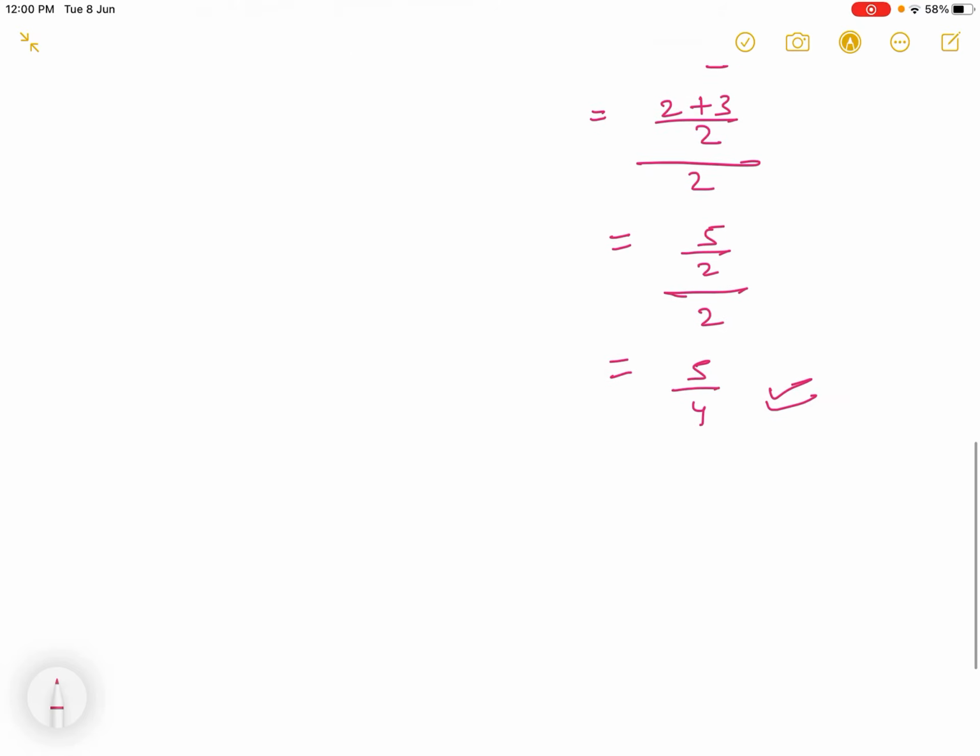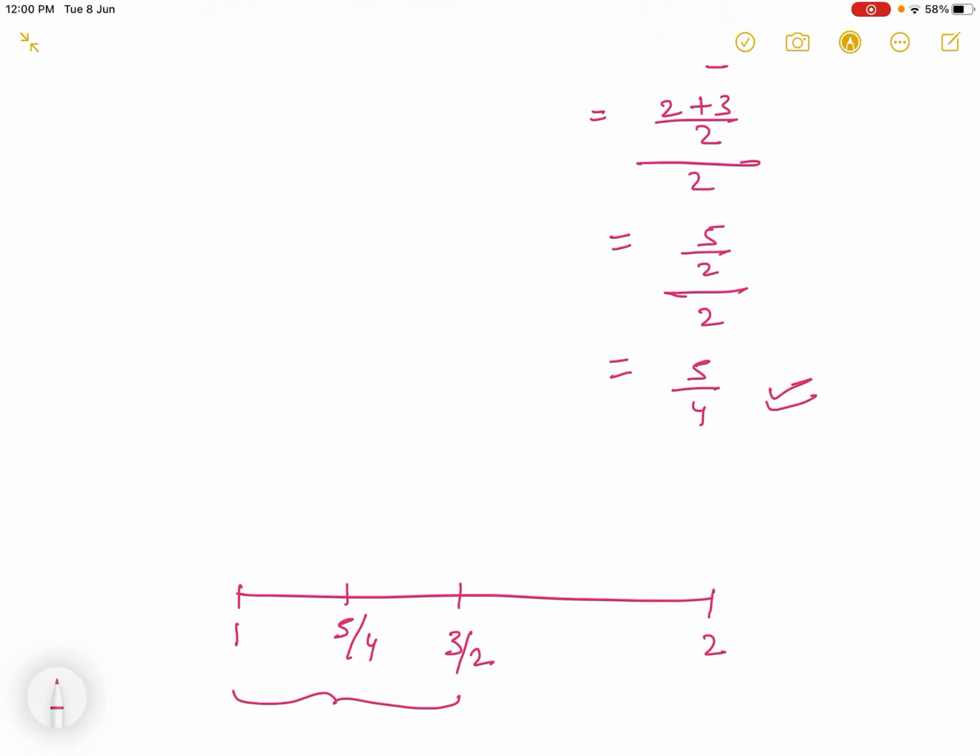So in the number line what we will have, this would be 1, this would be 2, in between we have found one rational number 3 by 2, and between 1 and 3 by 2 we have found another rational number 5 by 4.